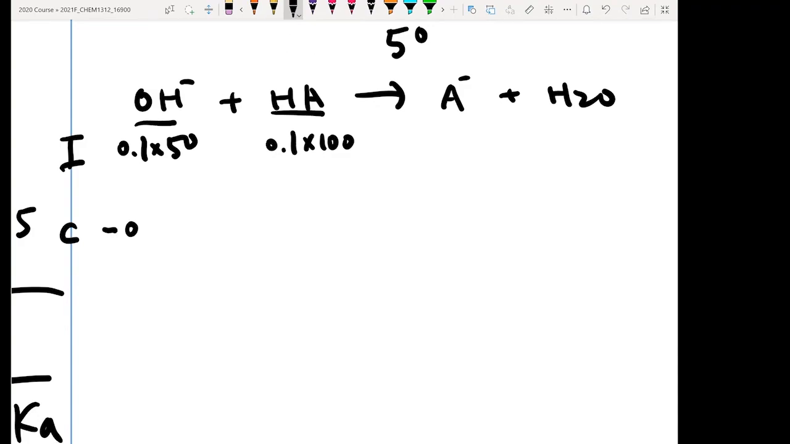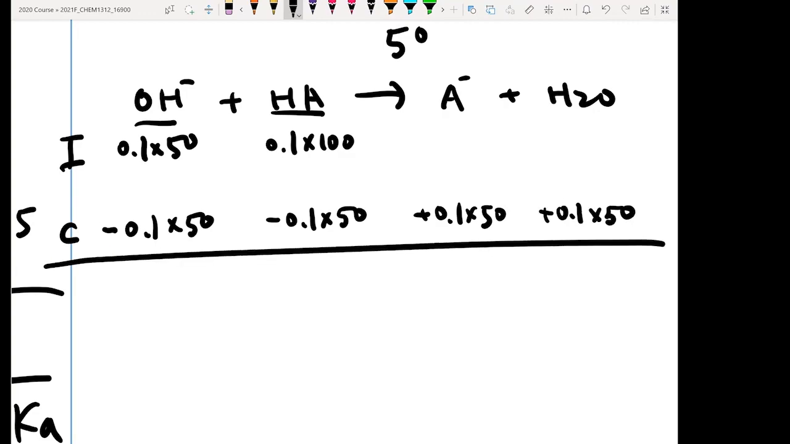Okay, so I'm going to subtract 0.1 times 50 from HA and 0.1 times 50 from OH minus. I'm going to produce 0.1 times 50 of my A minus and then H2O. Then I'm going to reach the new equilibrium where the OH minus concentration will be 0. So your HA will be 0.1 times 50. You have that much of HA. You have 0.1 times 50, that much A minus. You have 0.1 times 50, that much H2O.